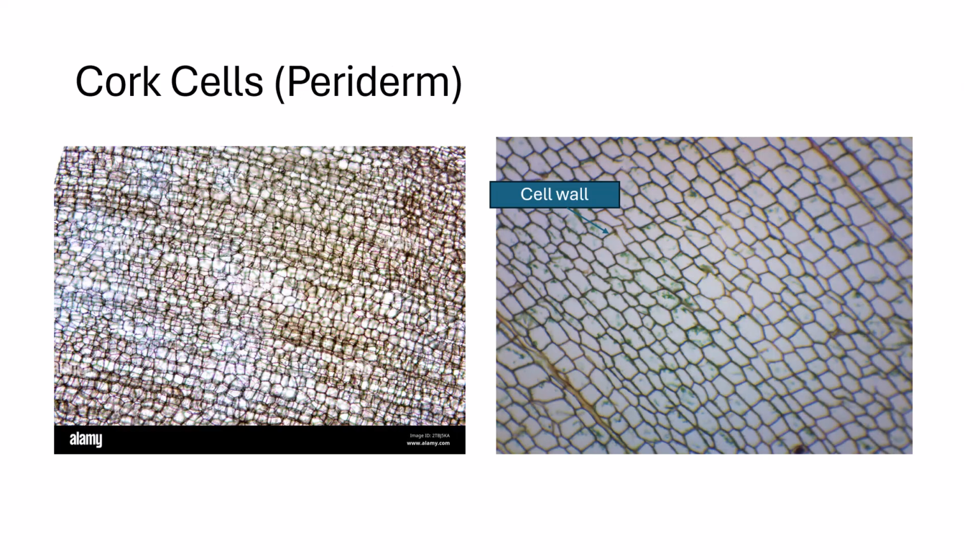Here are some images of cork cells. These are not my images, since we couldn't seem to cut it thin enough to see the individual cells. Notice the regular brick-like arrangement of cells and their uniform shape.